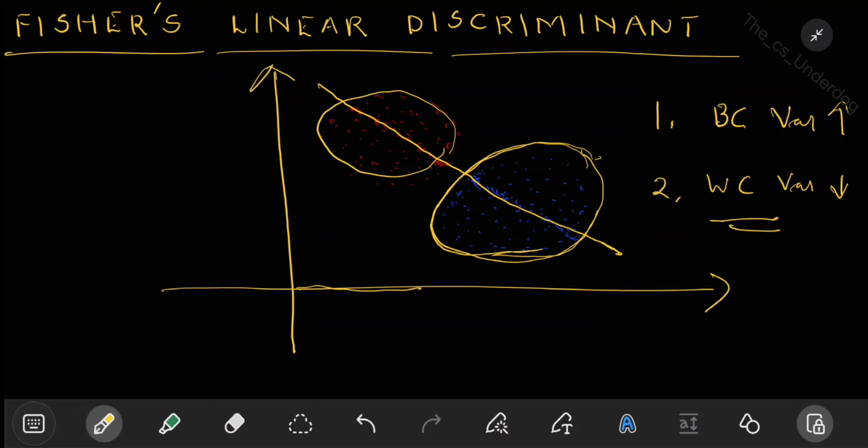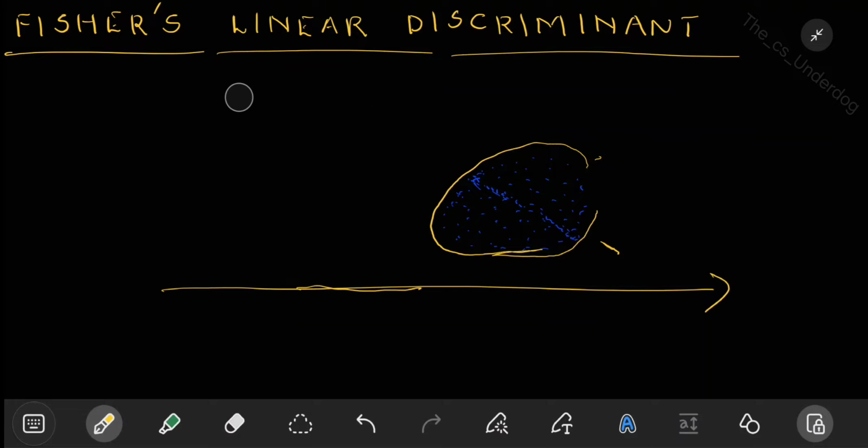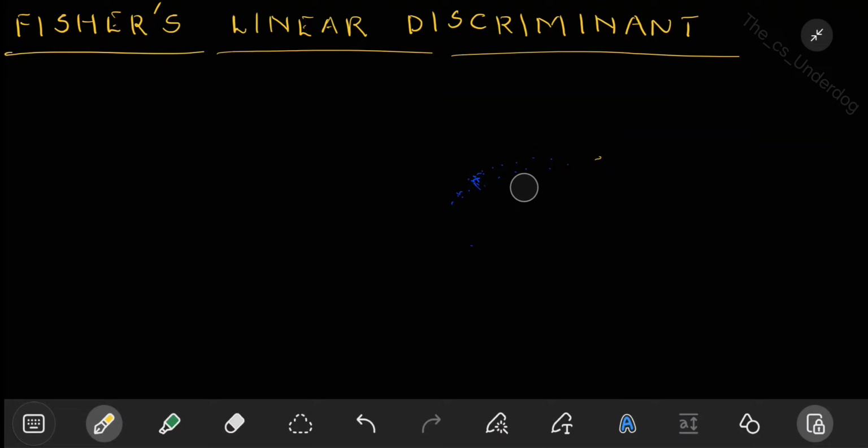So you want the within class variance to go as low as possible, and you want the between class variance to go as high as possible. So these are the two conditions we'll rely on. We'll keep a condition that we want between class variance to be as high as possible and within class variance to be as low as possible while we are selecting the axis. Okay, let's get into the mathematics behind and let's find how to determine that axis. Okay, so first we'll go through some basics that you need to understand so as to solve this problem.